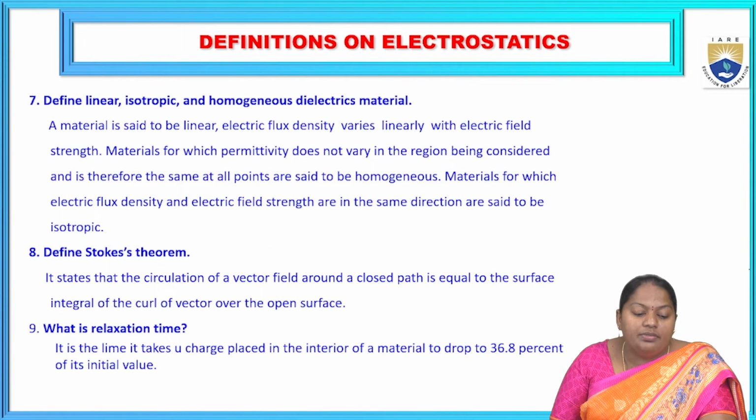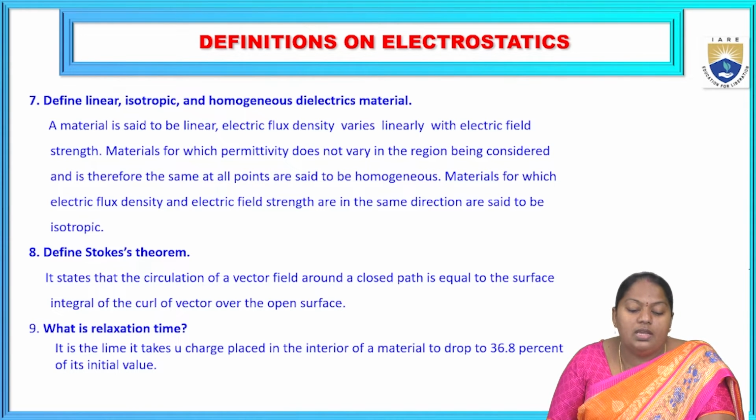Next, define linear, isotropic and homogeneous dielectric materials. To differentiate isotropic, linear and homogeneous dielectric materials, these depend upon the characteristic parameters, which are epsilon, the permittivity, and mu, the permeability. Depending upon that, a material is said to be linear.